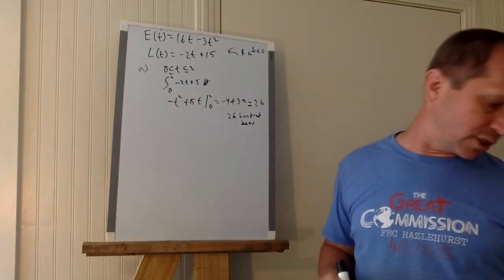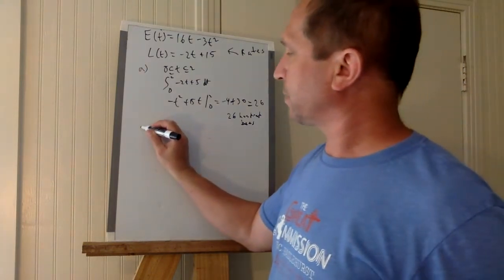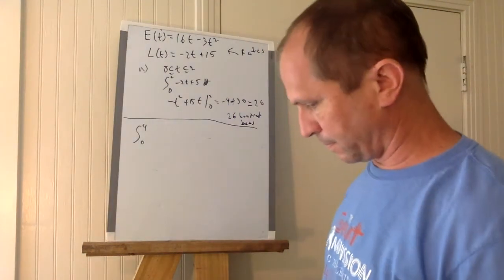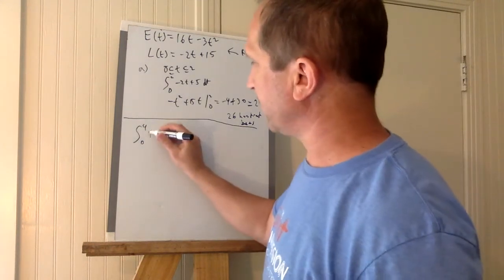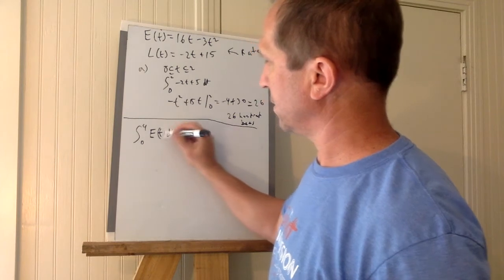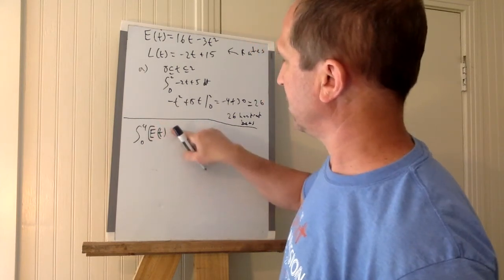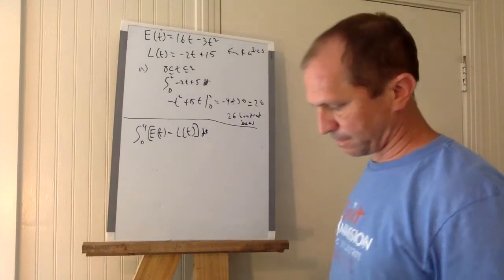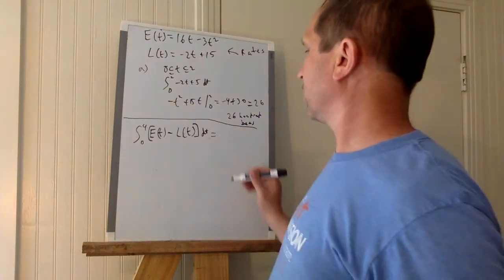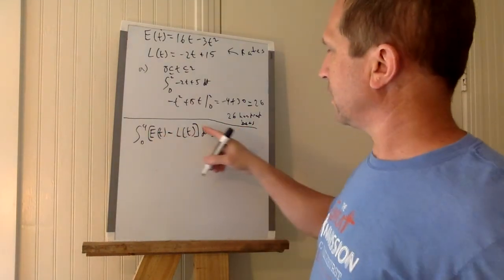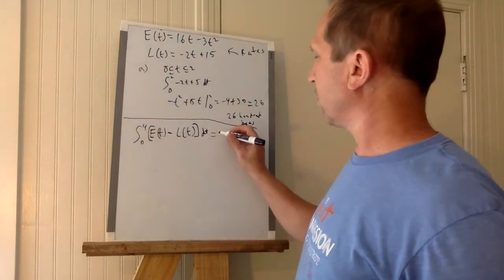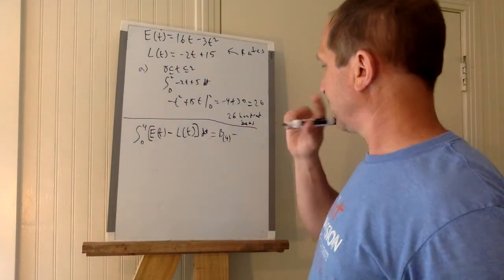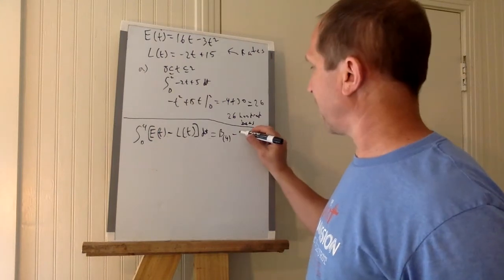All right, now on to part B. Part B says write an expression. So the expression is going to consist of the integral from 0 to 4 of E of t dt minus the integral of L of t dt, and that would equal the bees entering minus bees leaving at 4, and then you have your bees at 0, and the bees at 0 would be 3,500.